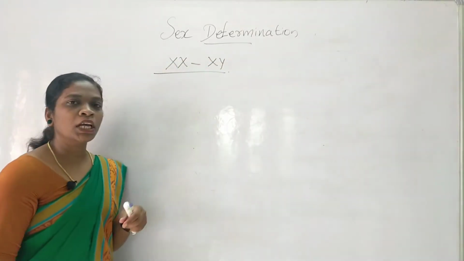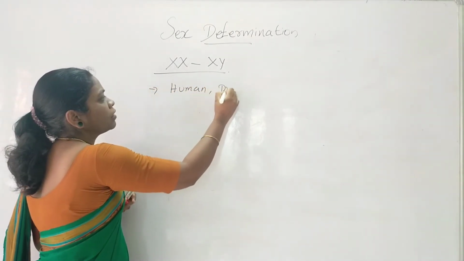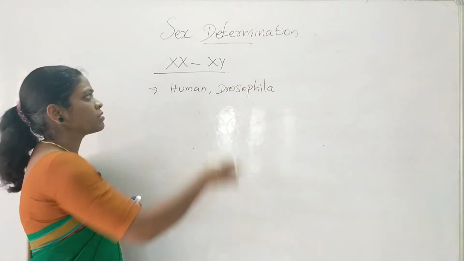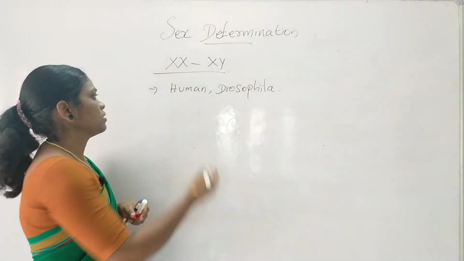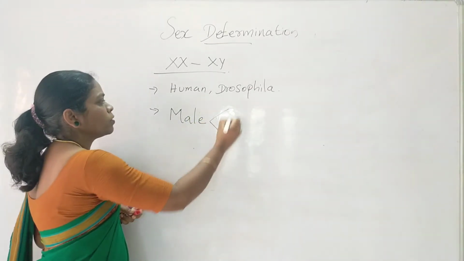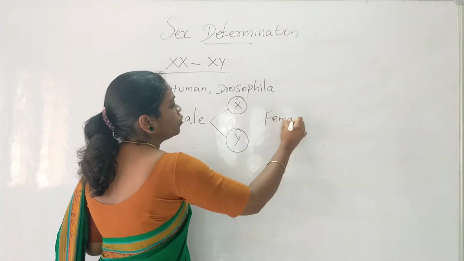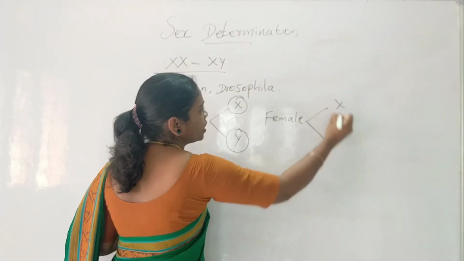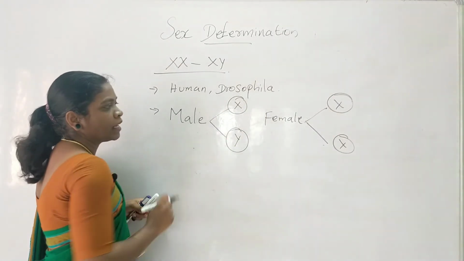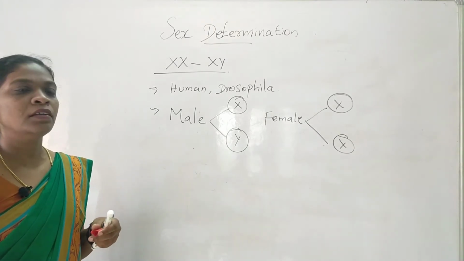XY type, which is seen in humans and Drosophila. Humans and Drosophila will exhibit this type of sex determination. Here the male produces two different chromosomes, one is X, another one is Y. Female produces the same type only, it is X and X. The male produces X and Y type, that is why it is heterogametic. This mechanism is known as heterogametic male sex determination.